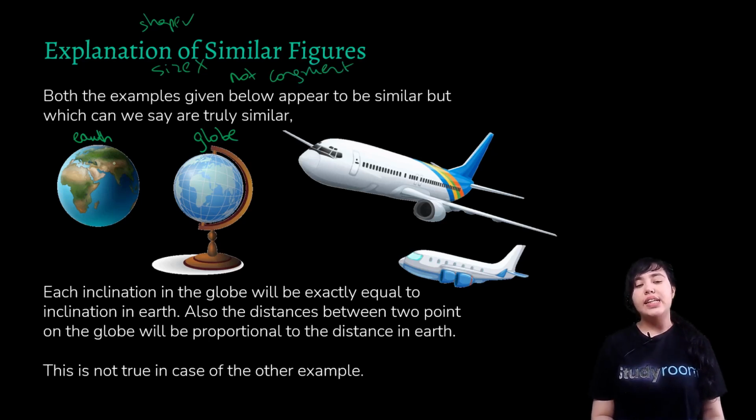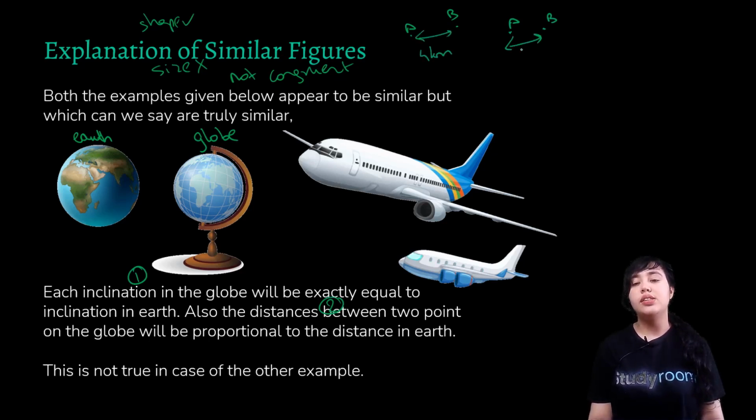So for similarity, we see that every inclination in Earth is same as the inclination in globe, number 1. Number 2, the distances between any 2 points on Earth are proportional to the distances on globe. So if I say that there are 2 points A and B on Earth and I take the same 2 points on my globe, so let's say here the distance between them is 4 kilometers and here the distance can be 4 centimeters. So definitely the distances won't be the same, but they would be proportional to one another. Okay, there would be some sort of proportionality between them. So definitely here I can say that yes, these 2 are similar.